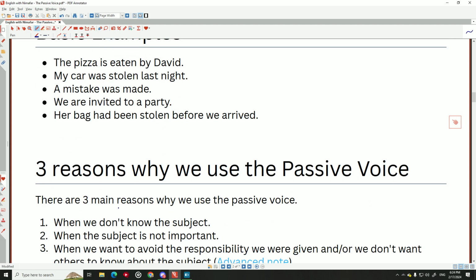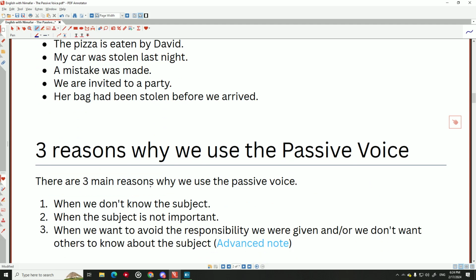There are three main reasons why we use the passive voice. Besides the fact that you want to emphasize the object, there are three main reasons why we use the passive voice. Firstly, when we don't know the subject. Like, my car was stolen. Who has stolen it? I don't know. Somebody stole my car. I don't know who has stolen it, so I use the passive voice. Actually, we are not emphasizing the subject, we are emphasizing the object, because we don't have any subject, so we have to talk about the object.